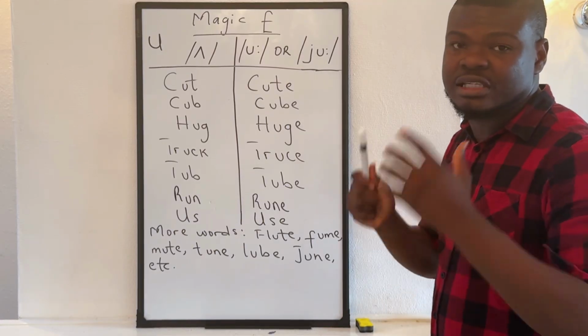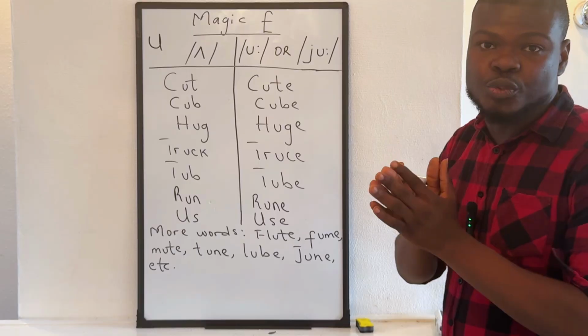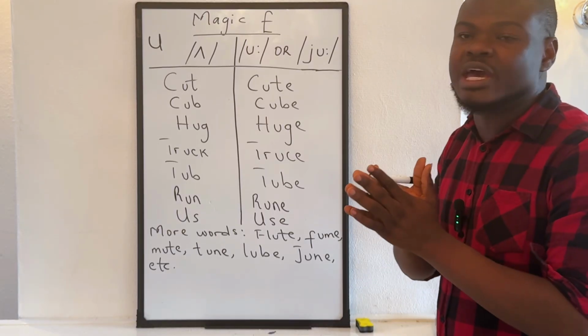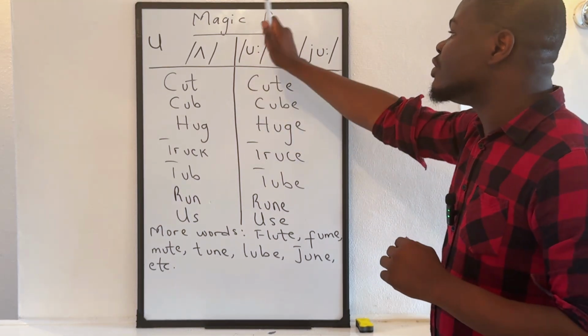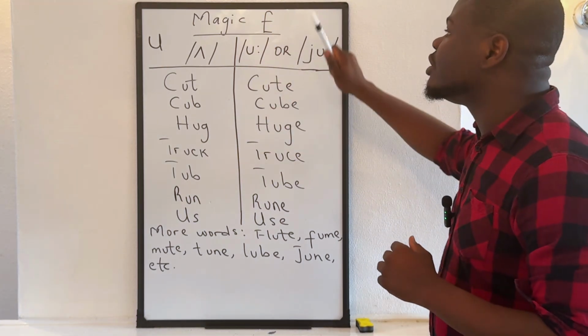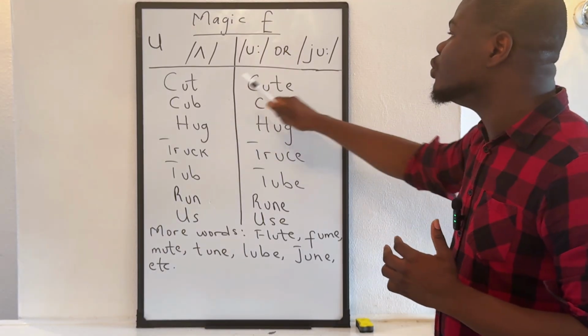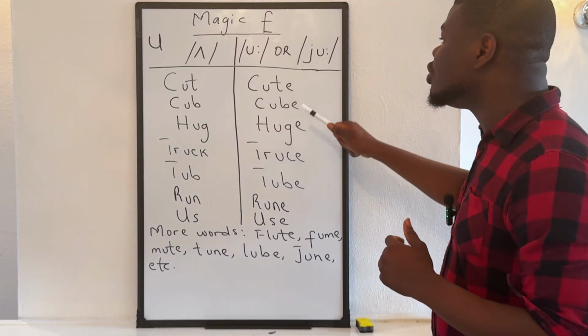Yeah, in phonetics, it's the U sound plus the U comes together to make U, the same way you would have pronounced the letter U itself. So that changes the word cut to cute, the word cub to cube, the word hug to huge.